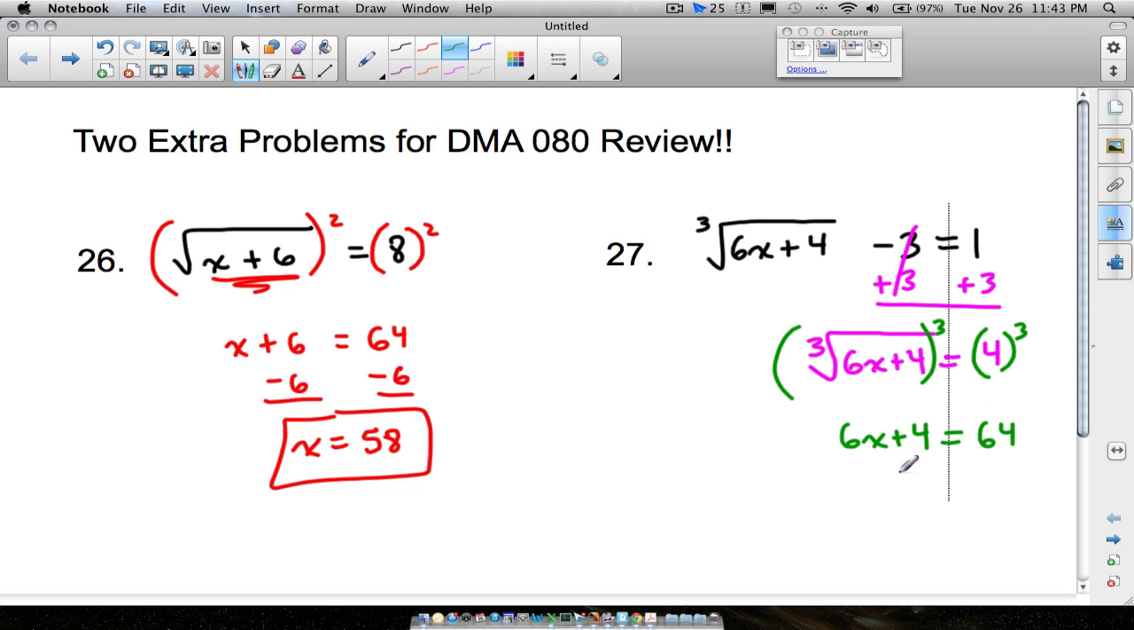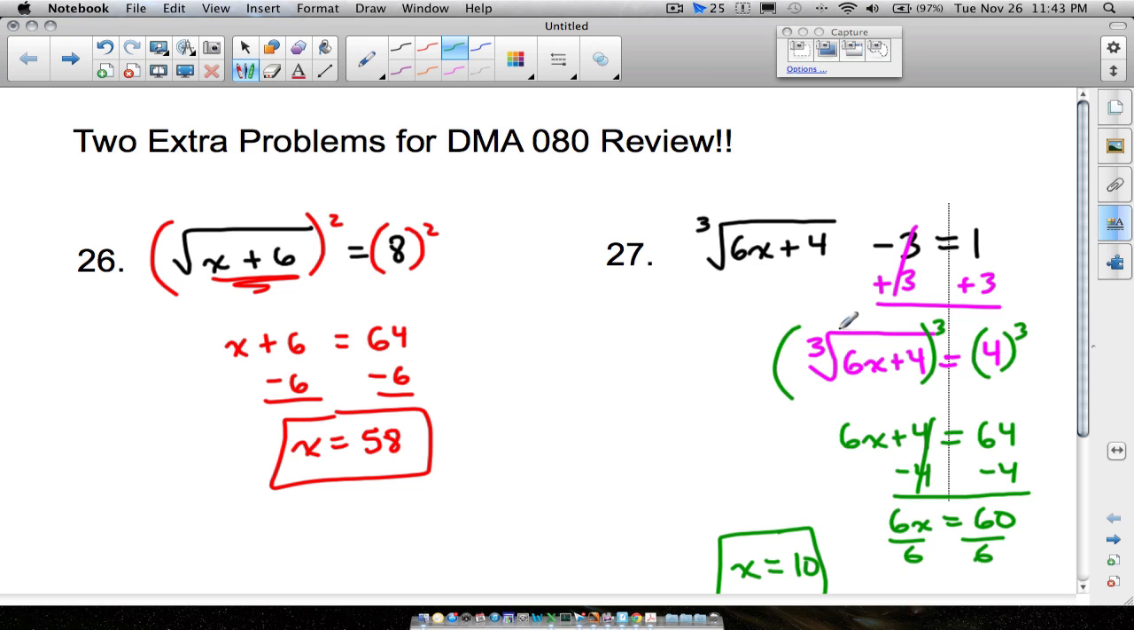And now let's finish solving this equation. Subtracting 4 from both sides, we get 6x is equal to 60. And then dividing by 6, we get x is equal to 10. And there's our solution there.